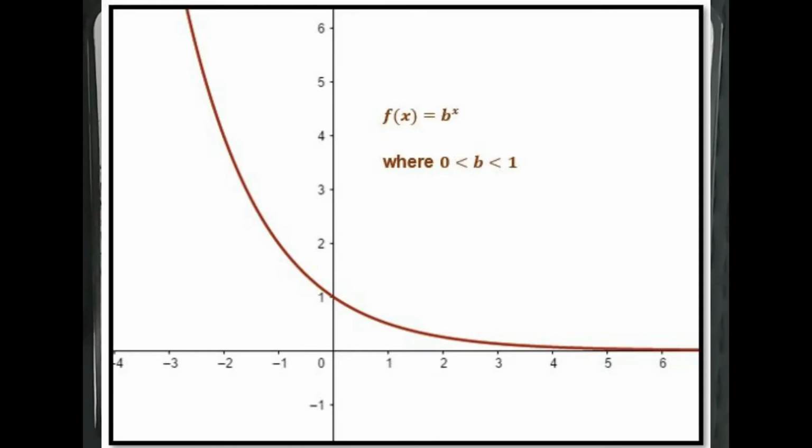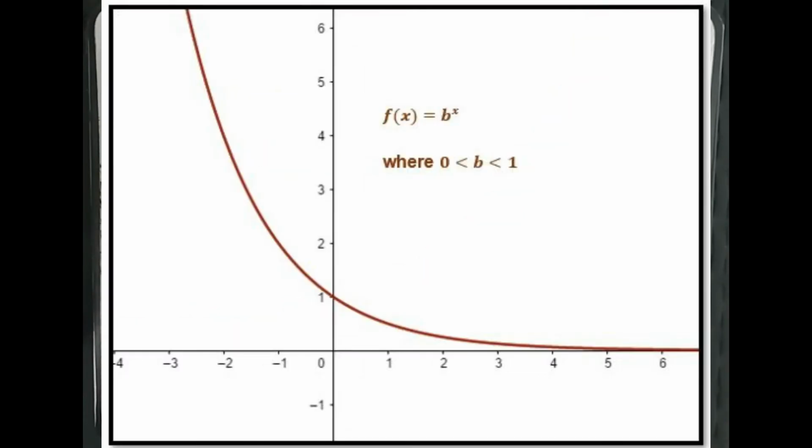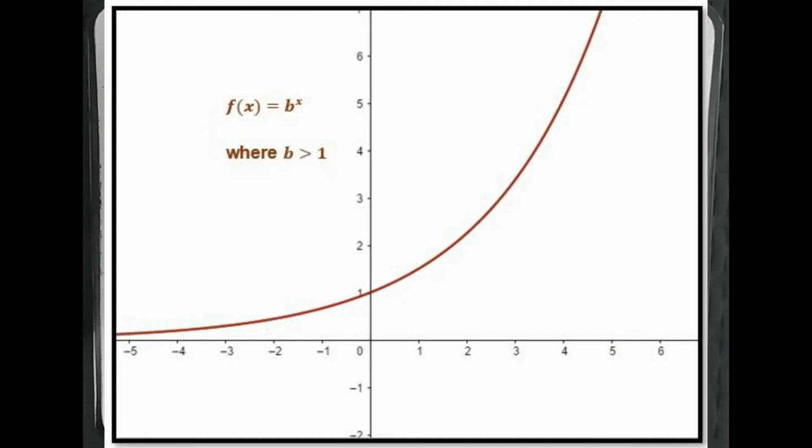Now, balikan natin itong dalawang graph na ito. So kung papansinin ninyo, it is evident that an exponential function of the form f of x equals b raised to x has a horizontal asymptote at y equals 0. Ibig sabihin nun, habang pa-increase ng pa-increase or pa-decrease ng pa-decrease yung ating x value, yung f of x naman natin palapit ng papalapit kay y equals 0.